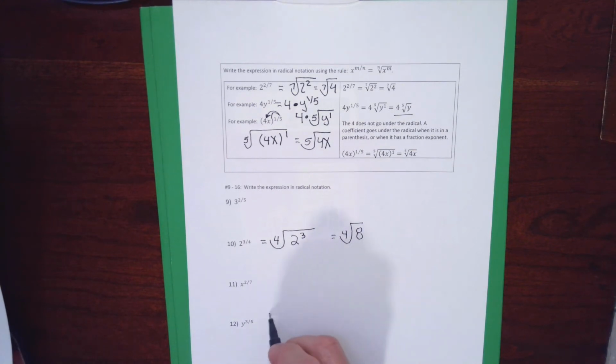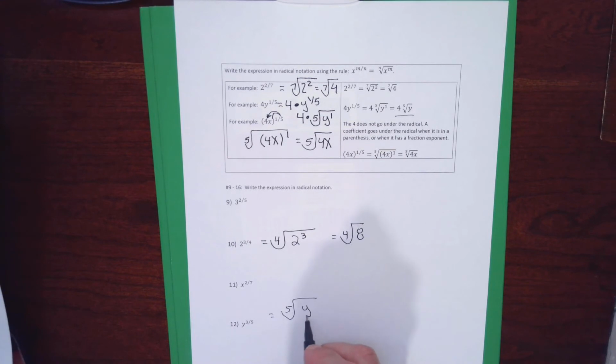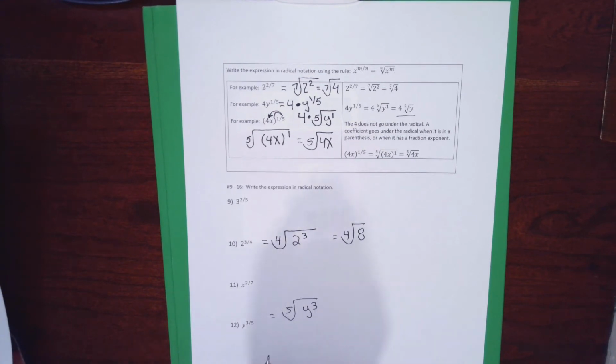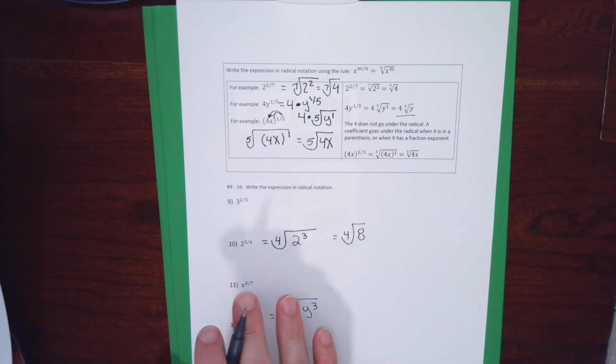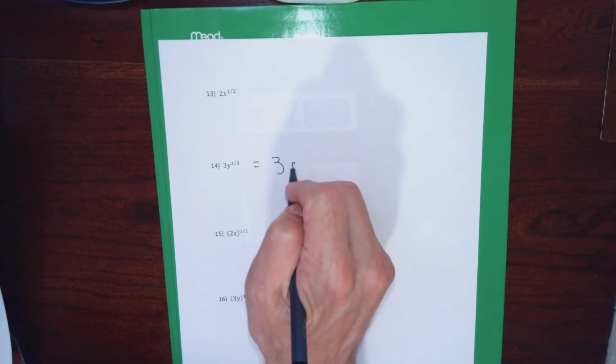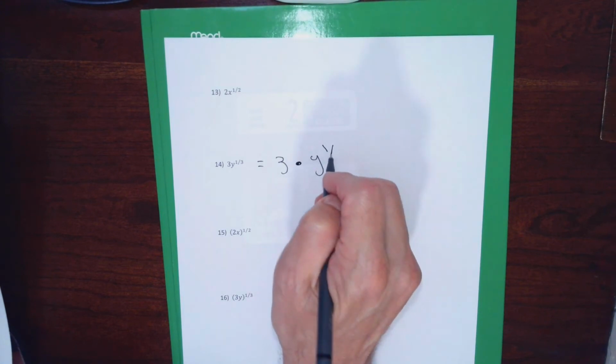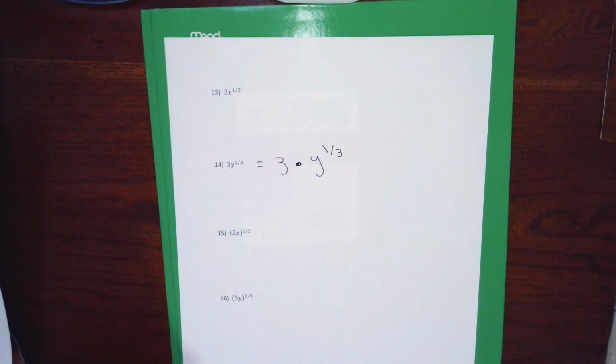For 12, I can make this the 5th root of y cubed. And I can't really simplify more than that. For 14, I have to really emphasize that the exponent of 1/3 doesn't apply to the 1. So I'm separating them just so you can emphasize that.